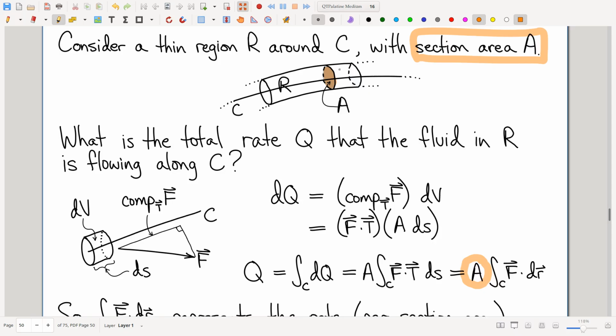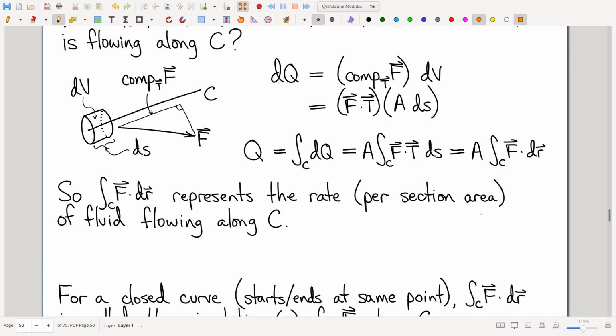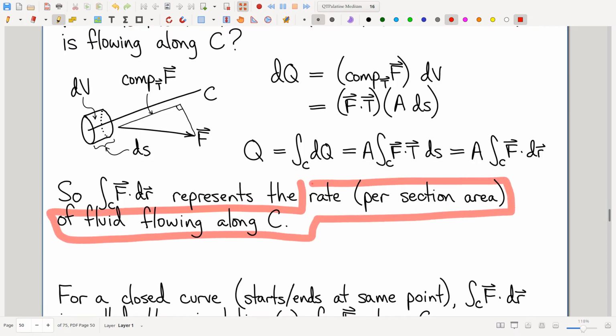So I'm going to change the question now. Obviously I know the area is important. So I'm going to ask now, what is the rate of fluid flowing along the curve per unit area? Of course, per unit area, obviously it's proportional to area. Let's factor that out, and let's just talk about not Q, but Q per unit A, Q divided by A.